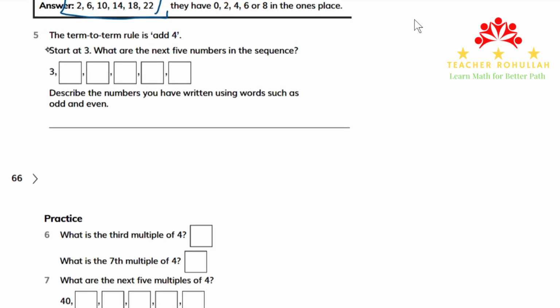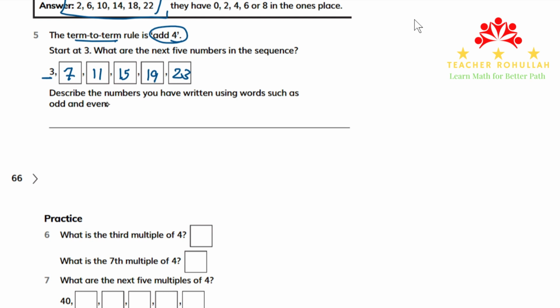In question number 5, it says, the term-to-term rule is add 4. Start at 3. 3 is given over here. What are the next 5 numbers in the sequence? So now we have the first number. If we add 4 to 3, we get 7. And 7 plus 4 is 11. 11 plus 4 is 15. 15 plus 4 is 19. And 19 plus 4 is 23.